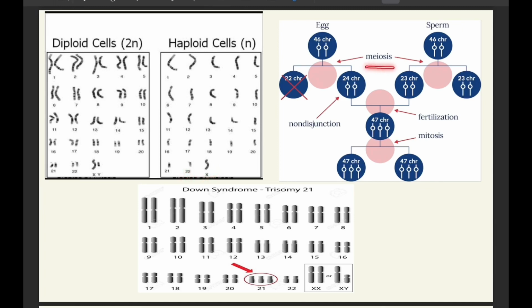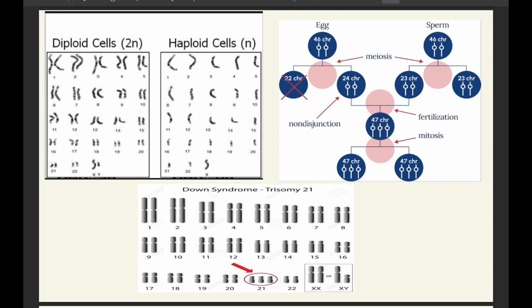Next, we talk about non-disjunction in meiosis, and as we saw, there is a haploid cell from a diploid cell at the end of meiosis 2. In the case of non-disjunction, there is an extra chromosome, and the chromosome number alters. Either it becomes less than usual or more than usual. When a normal haploid cell combines with the non-disjunction product of meiosis, it leads to an altered number of chromosomes, which is not normal. So here we have 47 in this case.